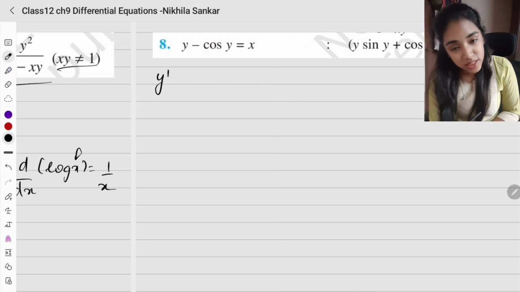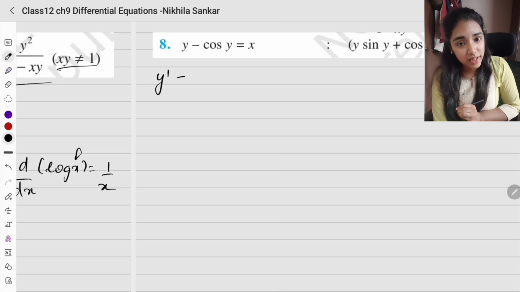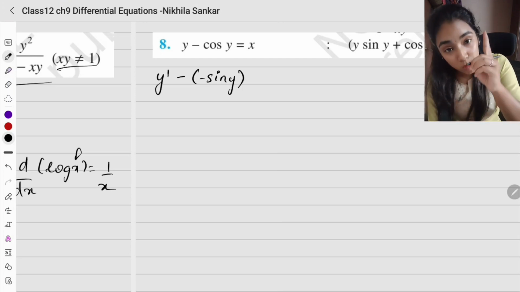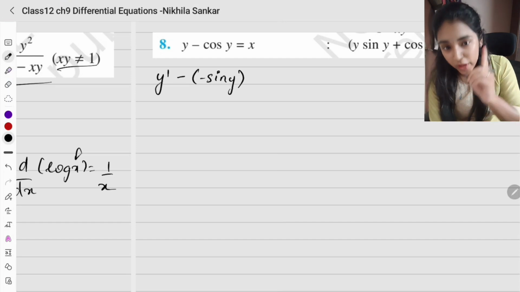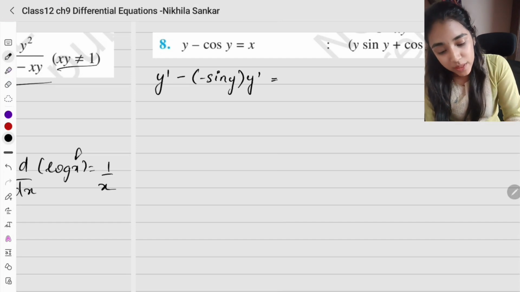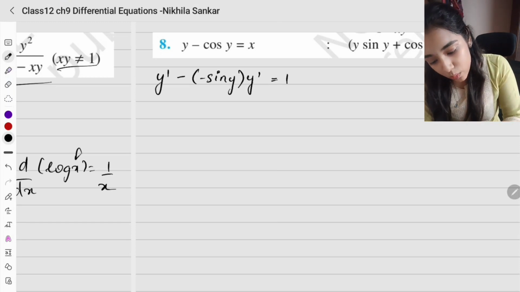So when I differentiate on both sides, y dash minus the derivative of cos y, which is going to be minus sin y. But remember, you have y and we are differentiating with respect to x, so you always have a y dash. Okay, don't forget. Equals the derivative of x, which is going to be 1. Okay, clear? Super.